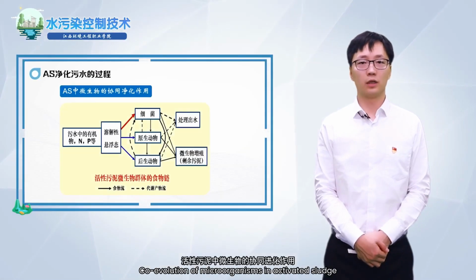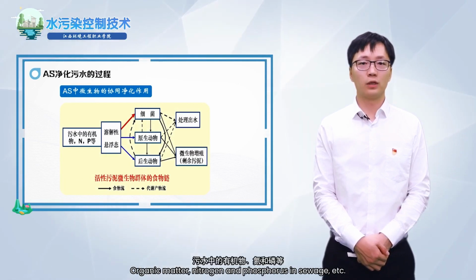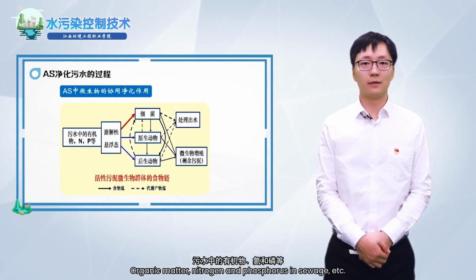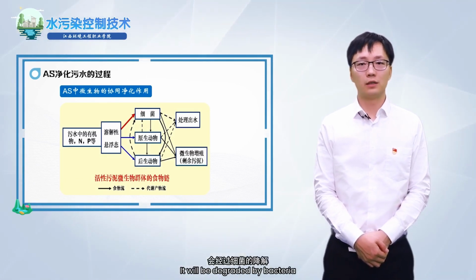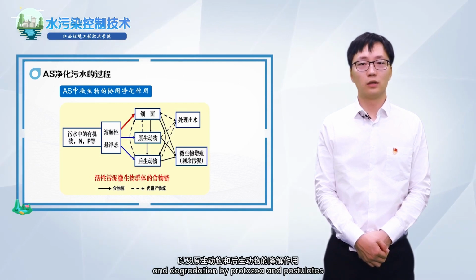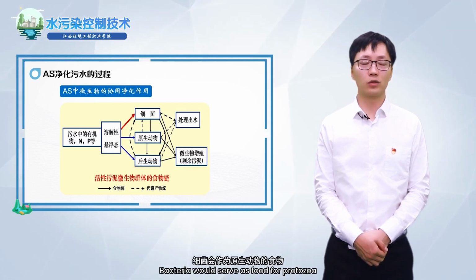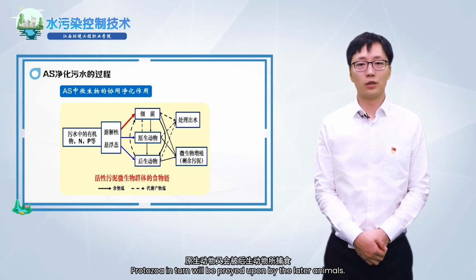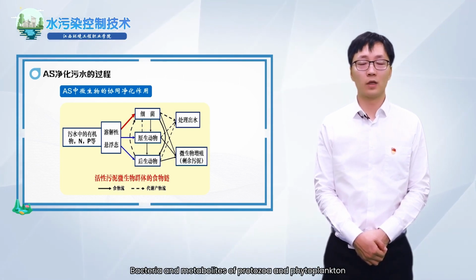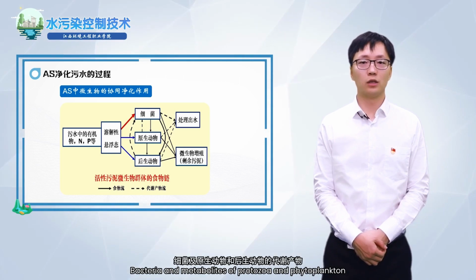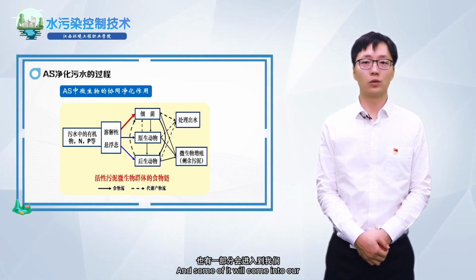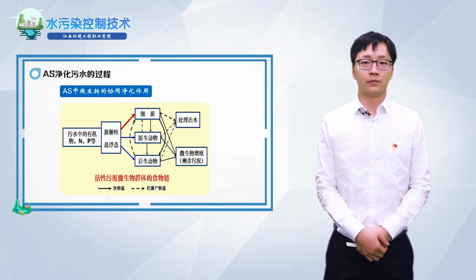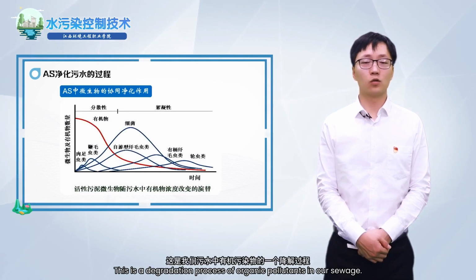Co-evolution of microorganisms in activated sludge: the organic matter, nitrogen and phosphorus, and soluble and suspended substances in sewage will be degraded by bacteria, and by protozoa and metazoa. Bacteria serve as food for protozoa, and protozoa in turn are preyed upon by metazoa. The metabolites of bacteria, protozoa and metazoa can eventually be used by bacteria, and some of them will come into the treated water. As shown, this is the degradation process of organic pollutants in our sewage.